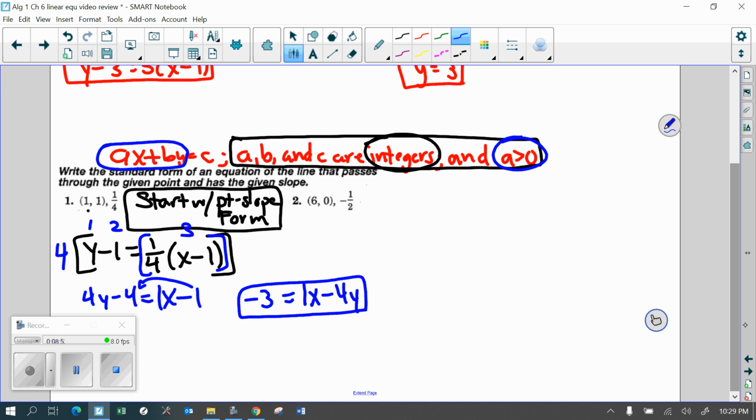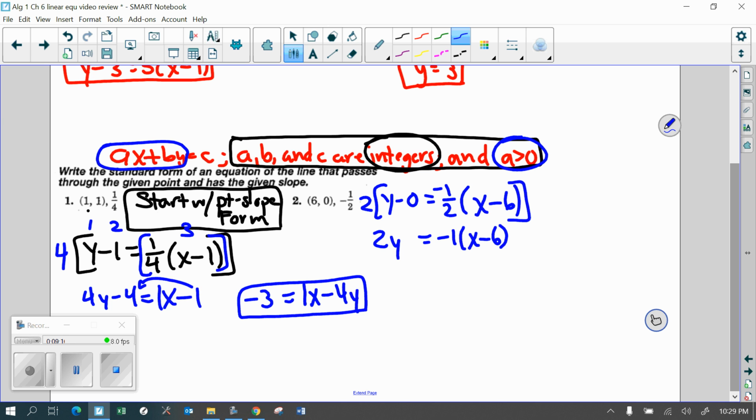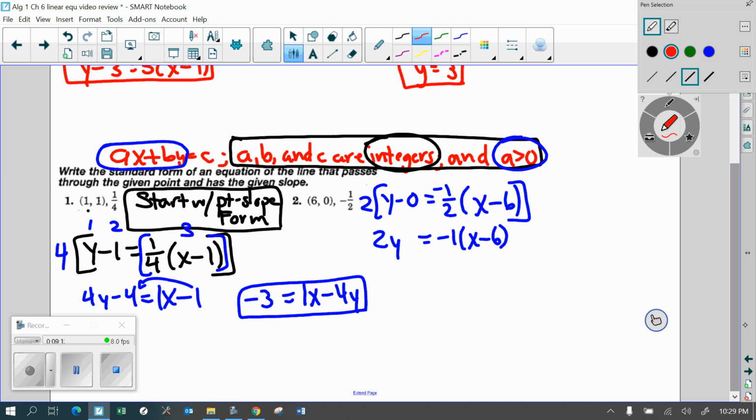Okay, and here we have y minus 0 equals negative 1/2 times the quantity x minus 6. Again, I have to get rid of the 2. So I multiply the entire equation by 2, so I get 2y. I can just get rid of the 0. The 2's cancel off with negative 1 times the quantity x minus 6. I now go ahead and distribute that negative 1 through there. I get negative x plus 6.